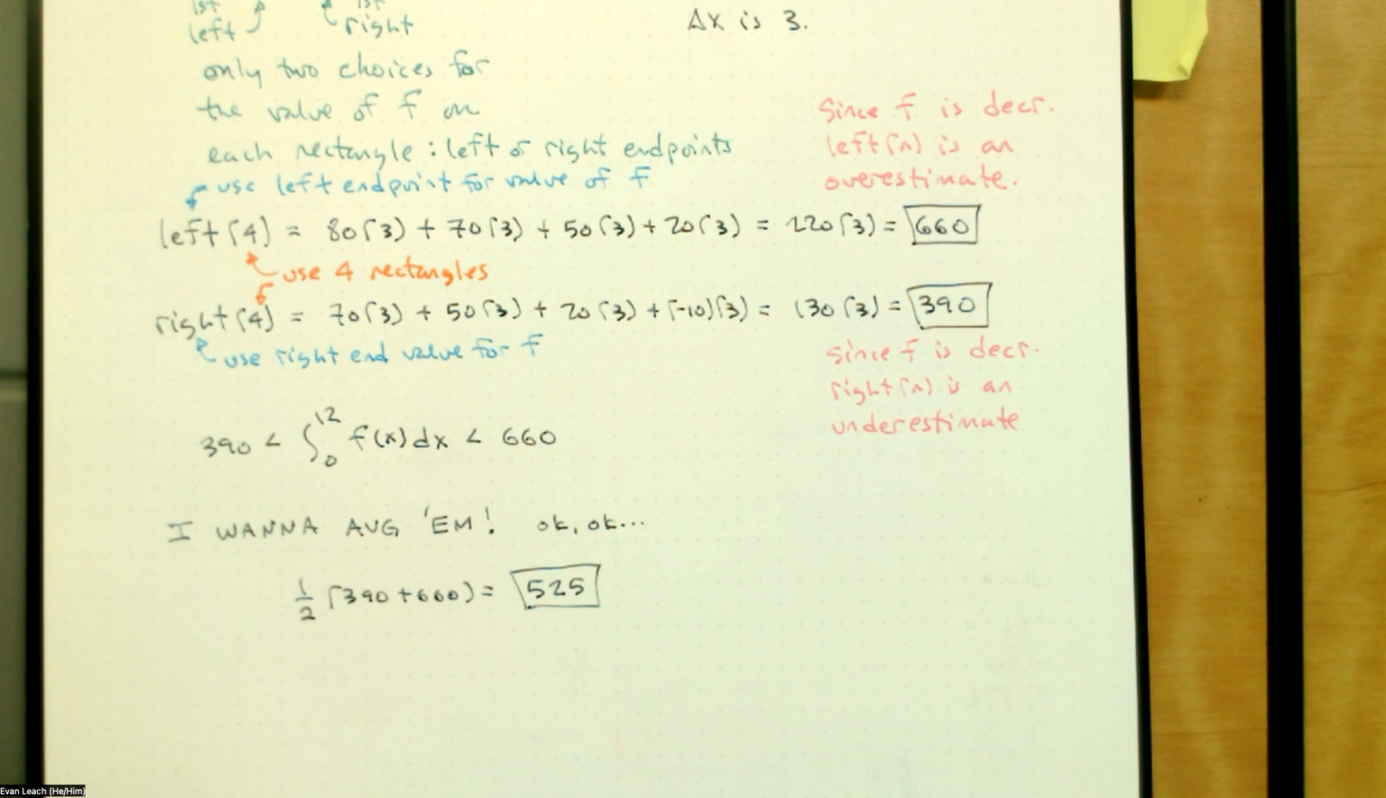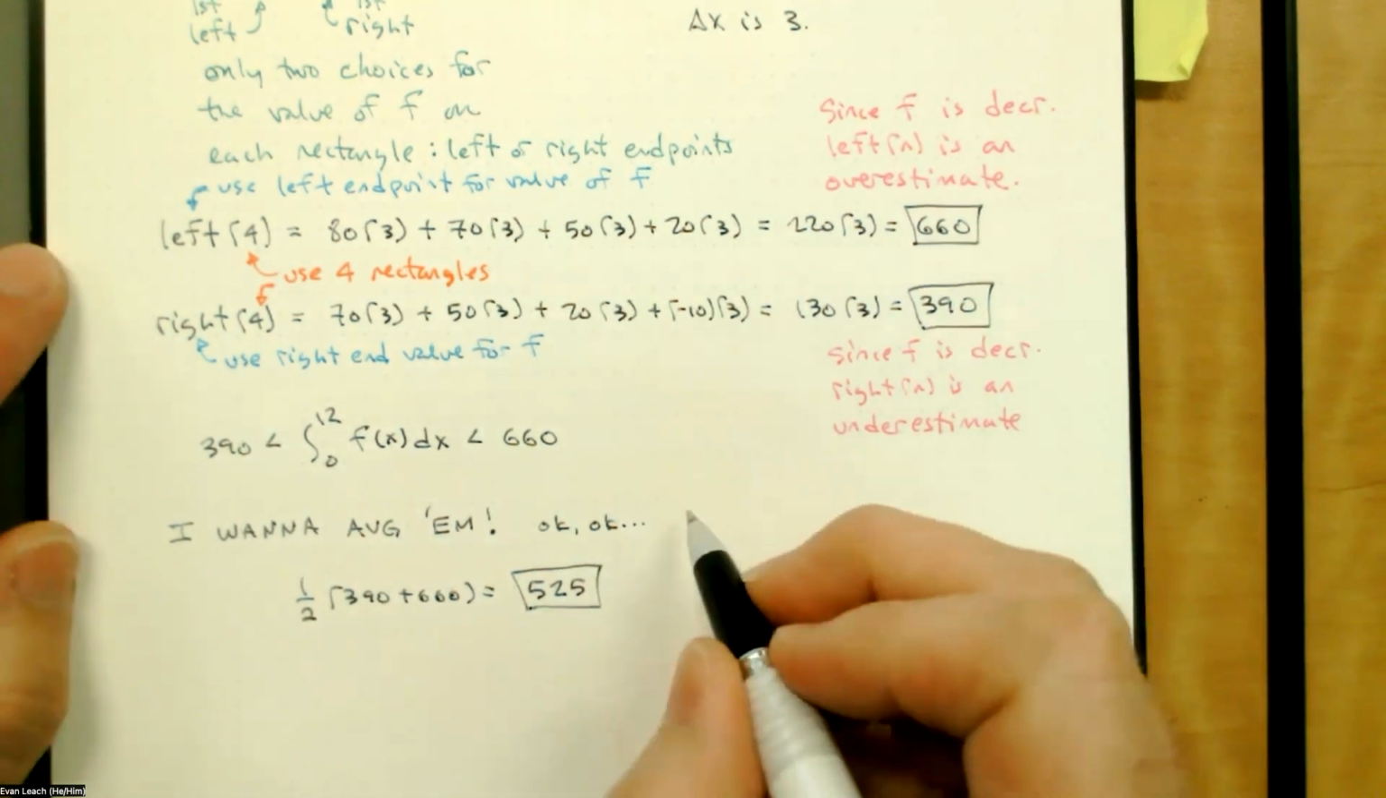So we got an average of 525. This changes the assumption that we made about what the function was doing as it's changing values. In our left and right approximations, we are making the function flat. We are assuming that the function is constant. When we find this average, we change that assumption. When you find the average of the left and right approximations, you're making the assumption that the function is linear on each of your delta x's. This changes our assumption.